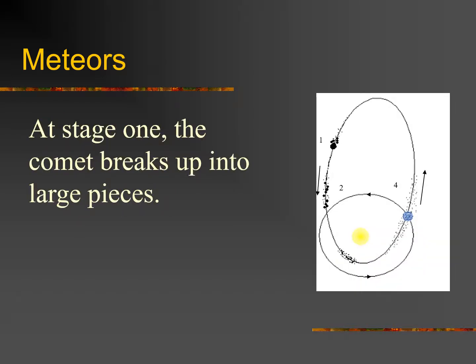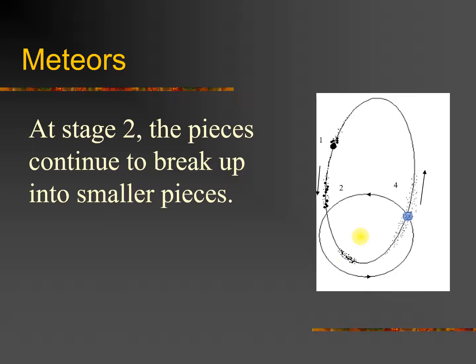So let's take a look at the stages. In stage 1, the comet breaks up into larger pieces. Right here you can see stage 1. In stage 2, the pieces continue to break up into smaller pieces. And right here is stage 2. Notice how they're breaking up into smaller pieces. And these pieces will continue to break up.